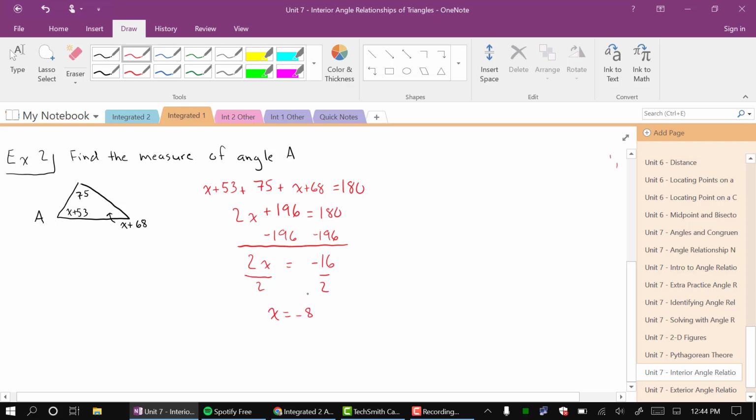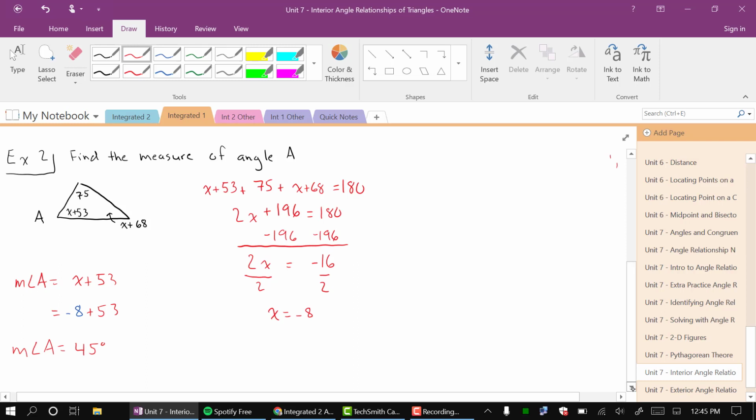So we don't want to find x. We actually want to find the measure of angle A. So I'm going to plug that back in. And we know that the measure of angle A is x plus 53. So that's going to be negative 8 plus 53. And when I add those two together, I get that the measure of angle A equals 45 degrees.